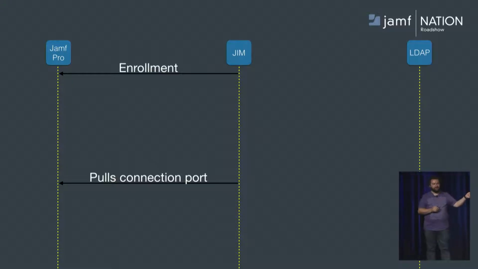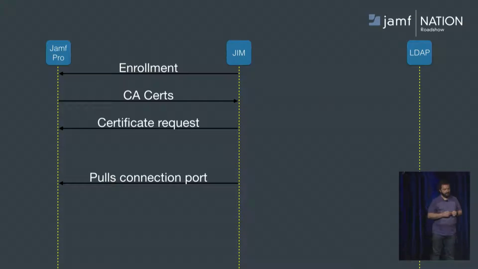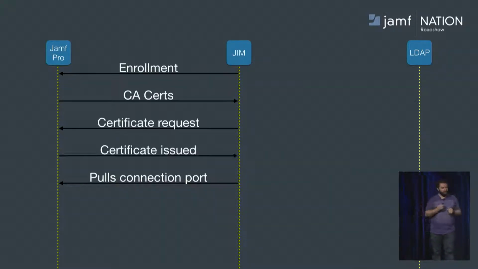Jim will connect to your Jamf Pro server, and it does a normal standard computer enrollment. The good news, it's free. You don't have to pay an extra license for that. But it does a standard enrollment, and it's hidden. You don't see it in your inventory, no worries. Then it will grab the CS certs from the Jamf Pro server. Security is behind this. Then it will do a certificate request. Say, can I have a certificate to talk to you again? We'll, of course, get one.